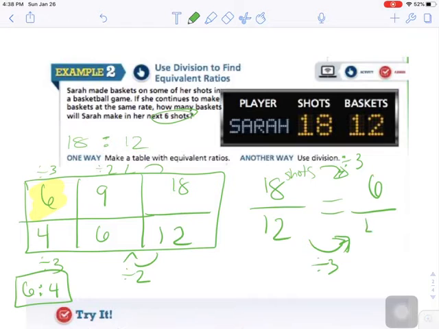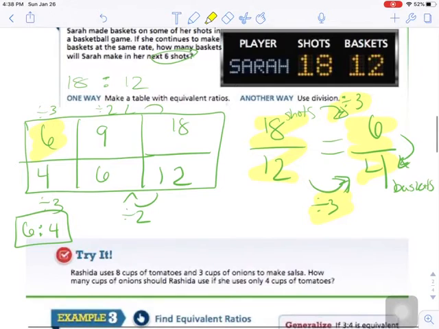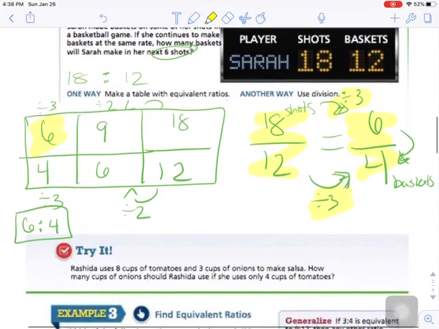12 divided by 3 is 4. So then you get your answer there. For every 6 shots she takes, she makes 4 baskets. And again, because we're multiplying by the same, these 2 ratios are equivalent. So there's 2 ways you can do it with multiplication and division. You can make a table, or you can use your fractions and multiply by the same number to get your equivalent ratio.